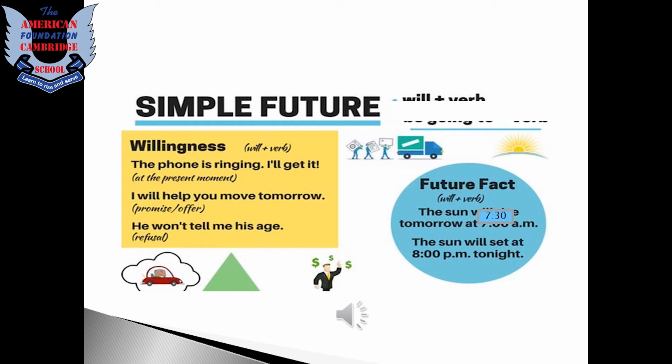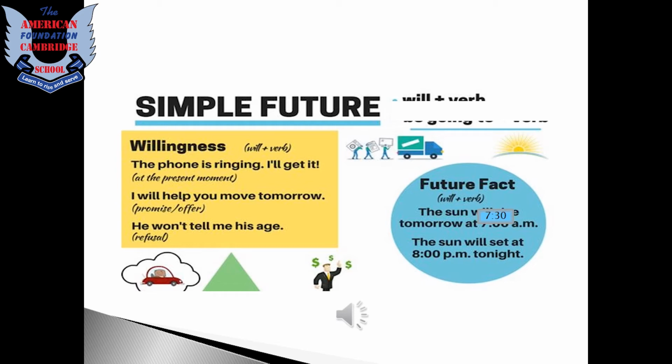Will with a verb shows willingness, that someone will do this action in future. Will shows the promise that it will happen later on, next week, tomorrow, next year, in future. For example, I will help you move tomorrow. In this sentence, a promise is being made that a person will help the other person tomorrow.